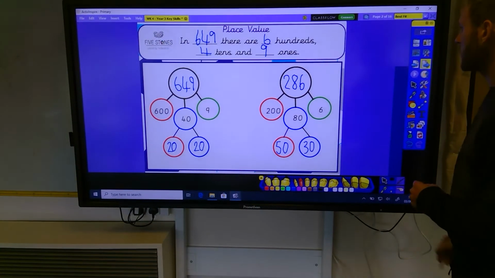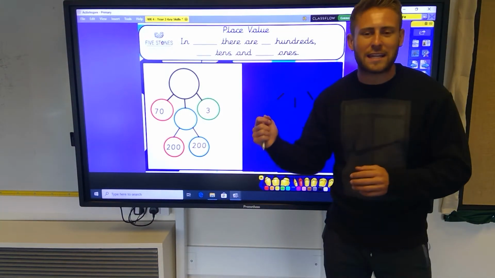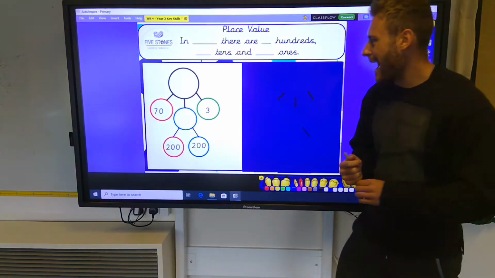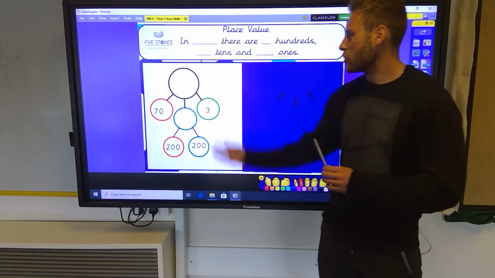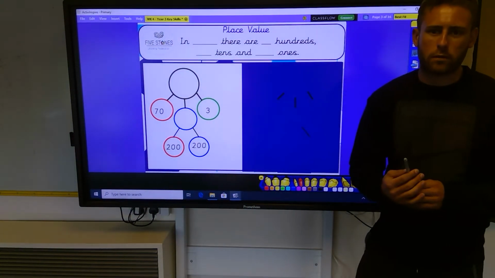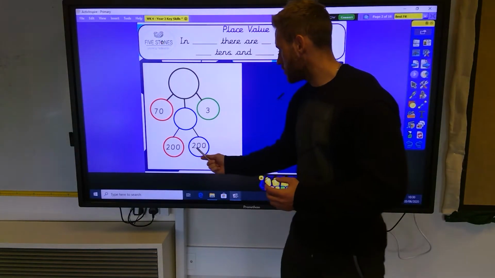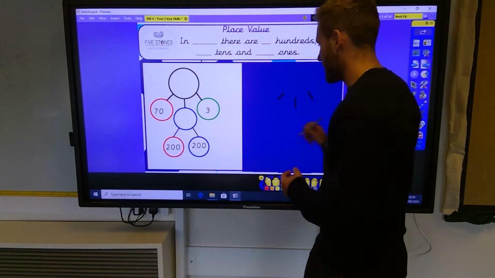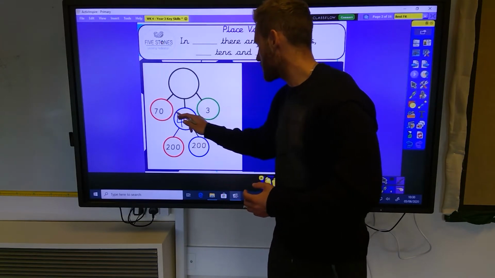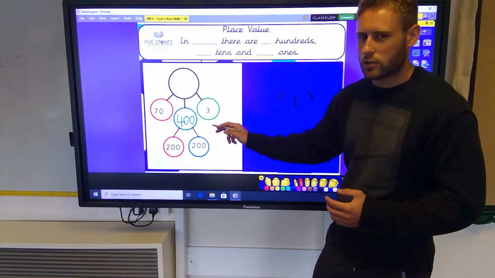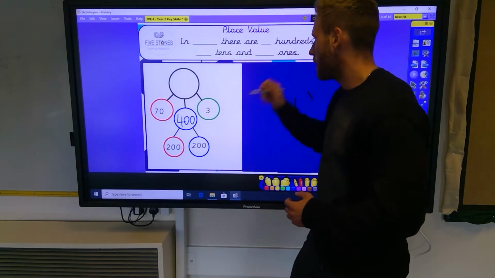Join me. So now, my part whole model looks a little bit different. I still have some parts. I have some smaller parts, but I haven't got another part and my whole. So help me out. I've got 200 and 200. A part of 200 and a part of 200 is the whole of 400. 400, 70, 3. I don't read like that, do I? Say 473, because they're worth more.